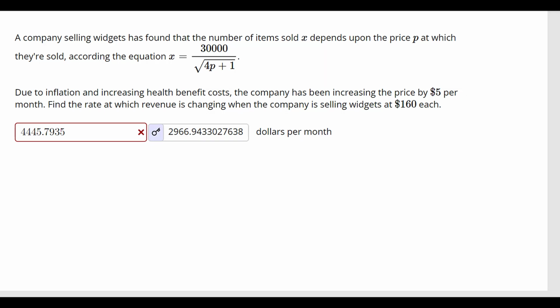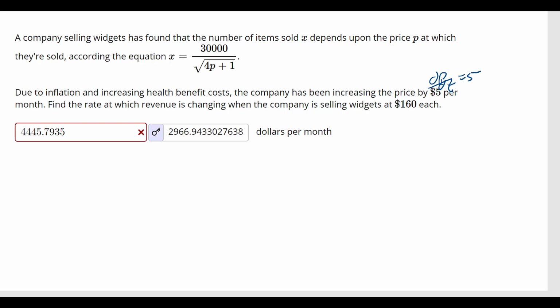A company selling widgets has found that the number of items sold, X, depends on the price P at which they're sold, according to the equation X equals 30,000 divided by the square root of 4P plus 1. Due to inflation and increasing health benefit costs, the company has been increasing the price by $5 per month. So this is a change of the price, and that's going to be dp dt.